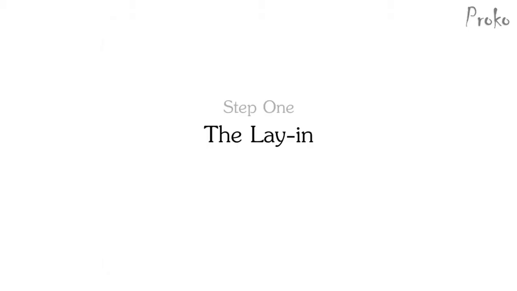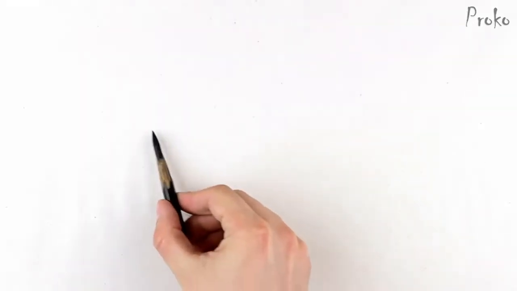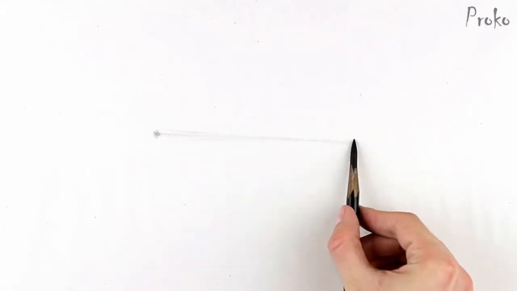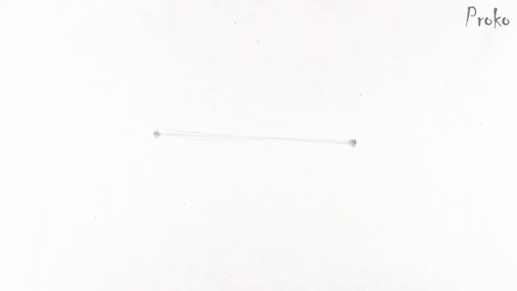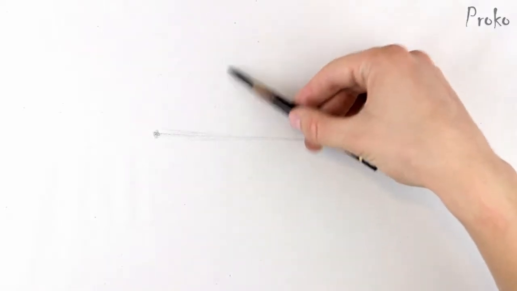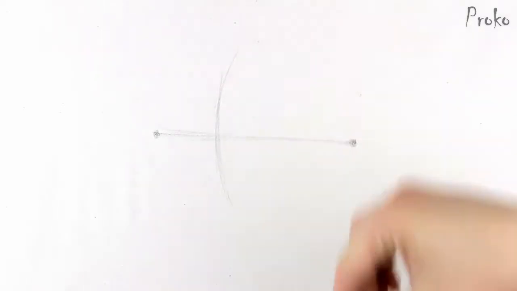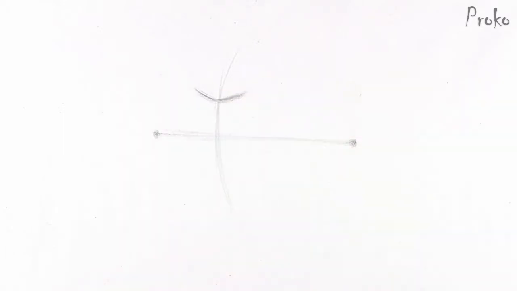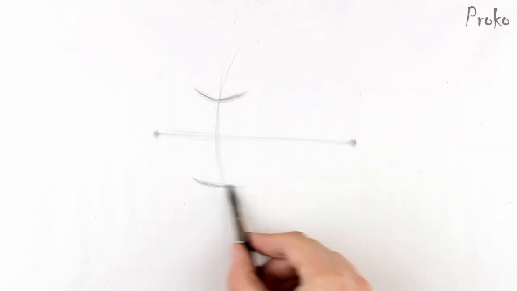The lay-in. With lips, I start my lay-ins with the landmarks. Find the width and angle of the lips by indicating the corners. Since she's looking slightly away from us to the left, the center line will curve out and to the left. This will help me find the placement of the top of the tubercle and bottom of the bottom lip.